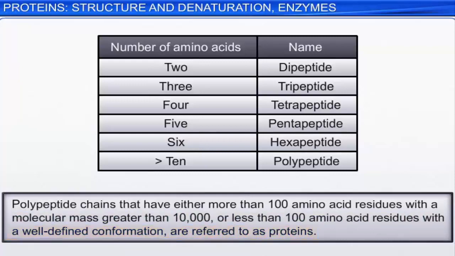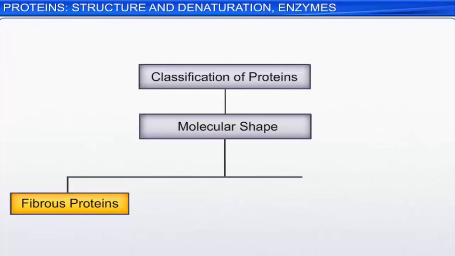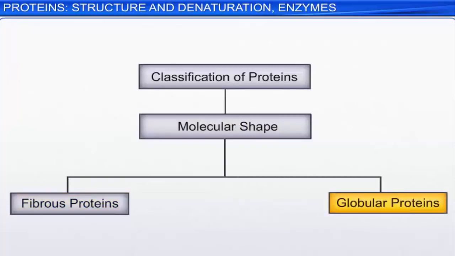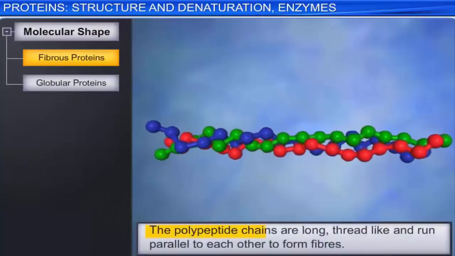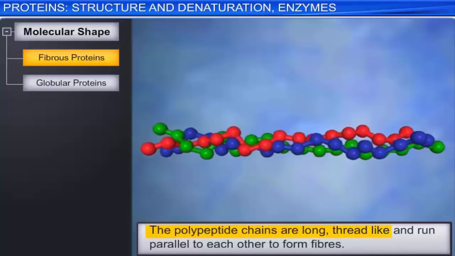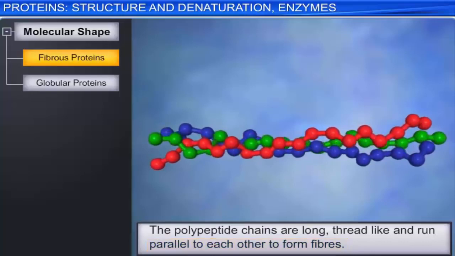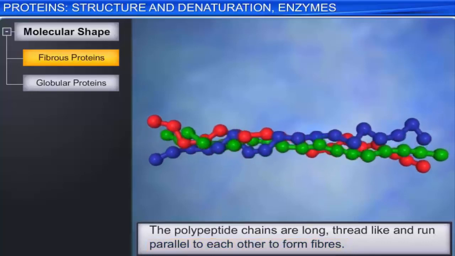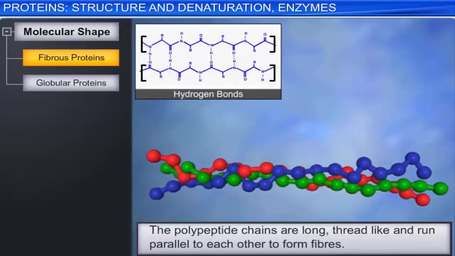Let us now look at the classification of proteins. On the basis of molecular shape, proteins are broadly classified into two classes: fibrous proteins and globular proteins. In fibrous proteins, the polypeptide chains are long and thread-like and run parallel to each other to form fibers. These parallel chains are held together by hydrogen bonds and disulfide linkages.